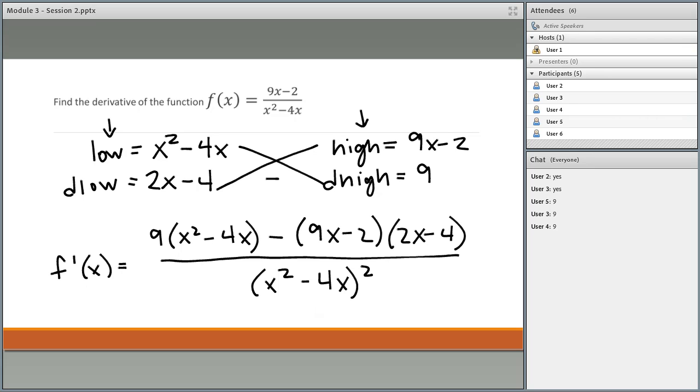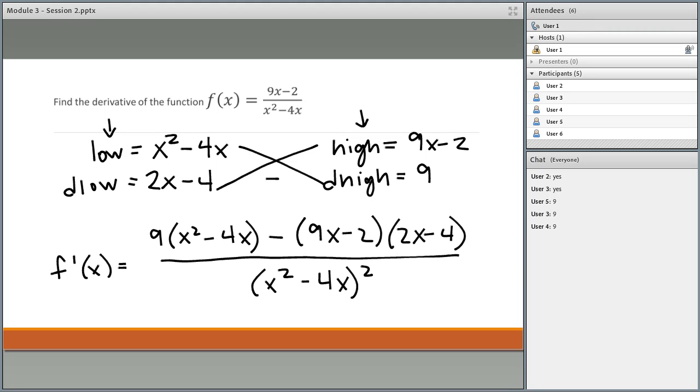So we have two functions being divided, so I'm thinking that I'm going to use the quotient rule. And if I write it the way that I have here, low on the left side and high on the right side, where low just means what was in the denominator and high means what was in the numerator, then I can find their derivatives and cross multiply, and then I have the quotient rule.